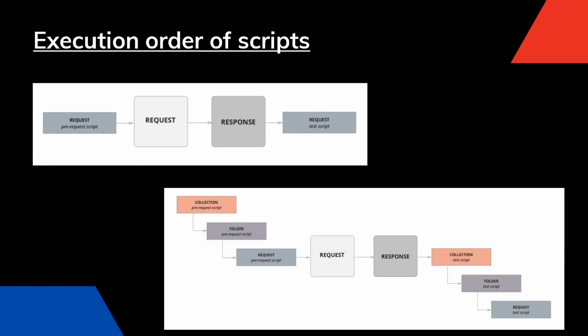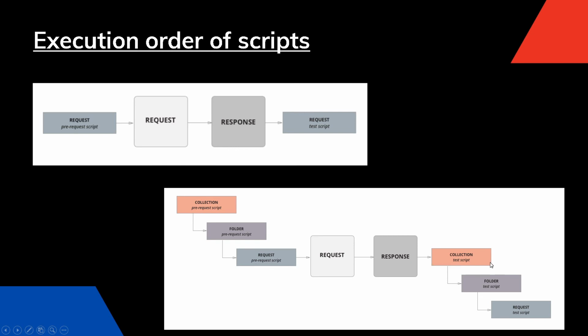Alright, I know this looks daunting, but let's break this down. So for every request in collections, script will execute in the following order. So you have your pre-request script associated with your collection, which will run prior to every request in the collection. So all the requests that you have in that collection, first of all, the very first thing that will run is this pre-request script. Then your folder level pre-request script will run, and after that, your request pre-request script will run. So you have to just remember this is how the order of collection execution works.